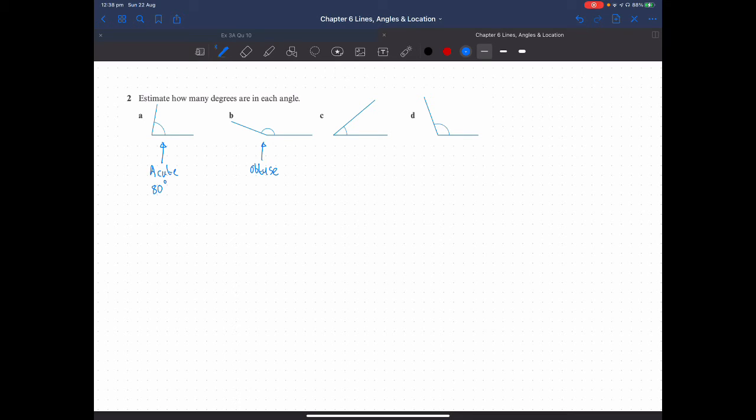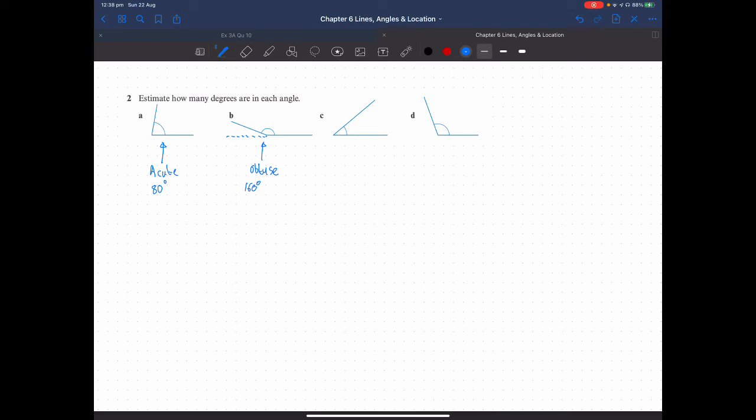Now we can see, if I just draw in a little dotted line, we're getting closer to a straight angle, but we haven't got there yet. So it's going to be less than 180. But we know, because it's obtuse, it's bigger than 90, but it's closer to the 180. So perhaps it's about 160 degrees.